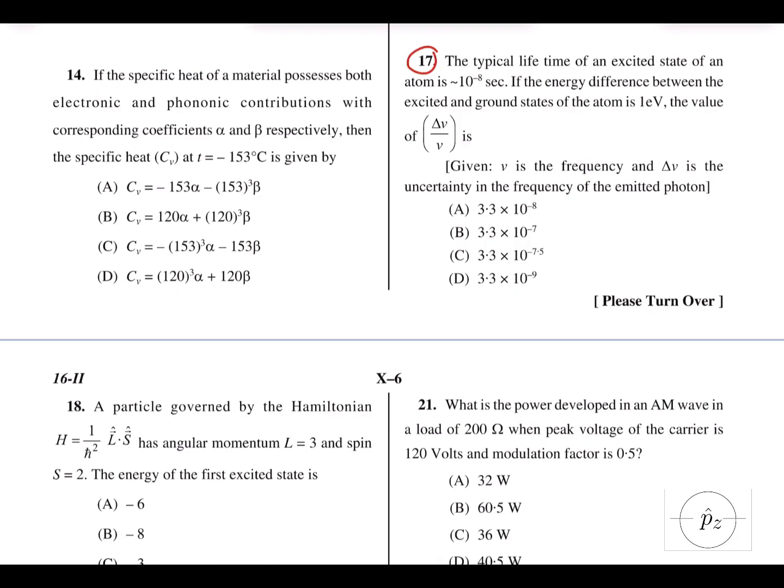Problem 17. A typical lifetime of an excited state of an atom is 10 to the power minus 8 second. If the energy difference between the excited and ground states of the atom is 1 volt, the value of delta nu divided by nu is. We know the energy time uncertainty relation, that is delta E times delta T is h bar by 2.